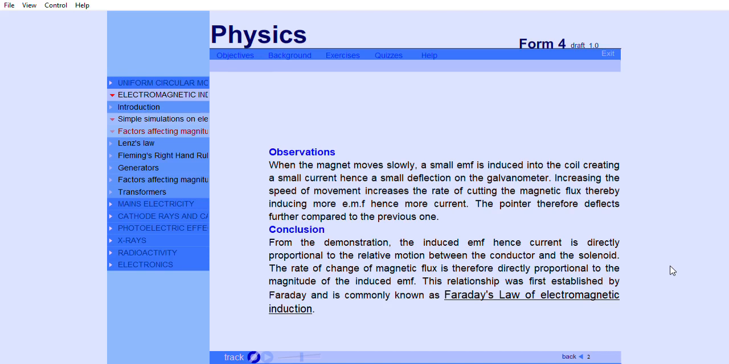Conclusion. From the demonstration, the induced EMF and hence current is directly proportional to the relative motion between the conductor and the solenoid. The rate of change of magnetic flux is therefore directly proportional to the induced EMF. This relationship was first established by Faraday and is commonly known as Faraday's law of electromagnetic induction.